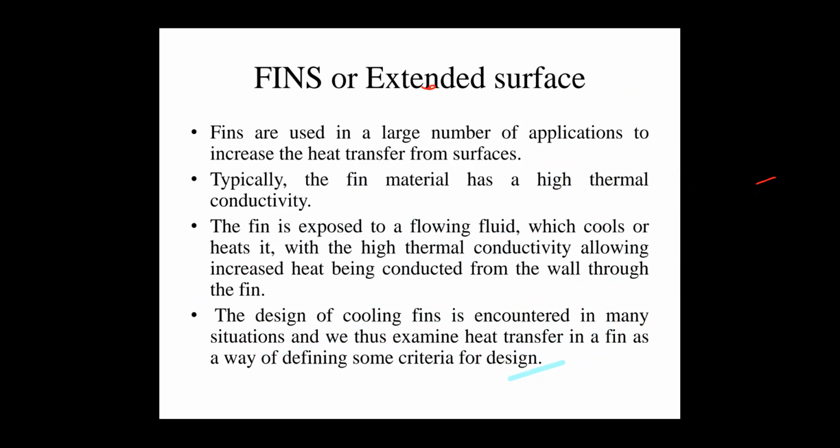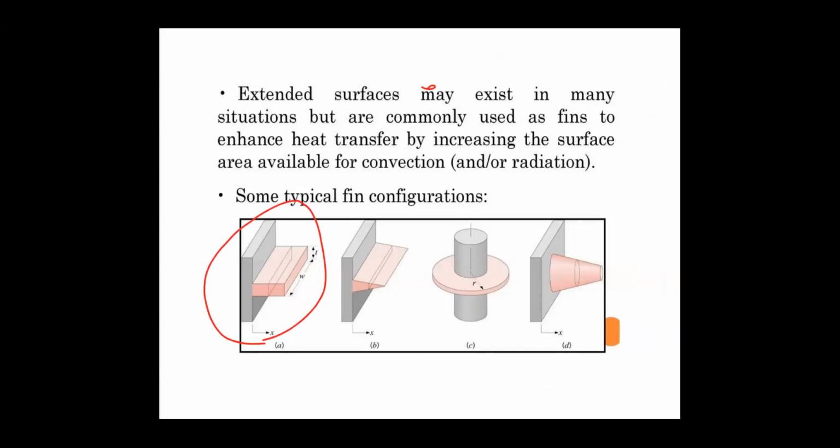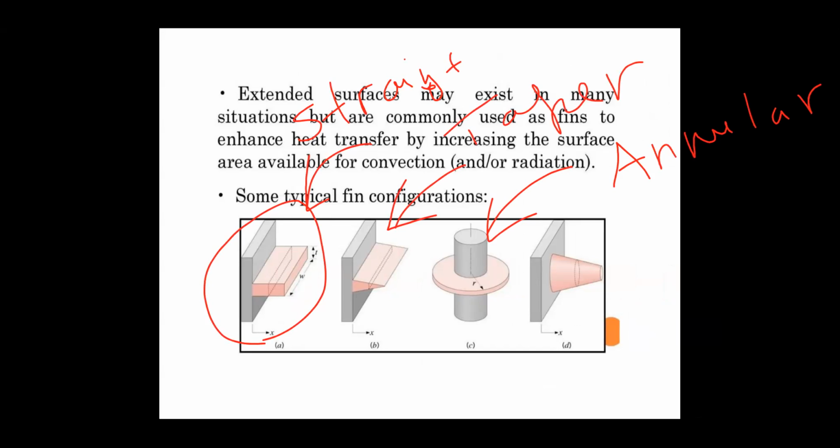There are many types of extended surface. That is a straight fin, a uniform straight fin. This type is called a uniform straight fin, this is a tapered fin, and another one is a spline. So this is called a tapered fin. This is a pin fin, this is an annular fin, and this is a cone fin. There are many types of fins, used in various applications.